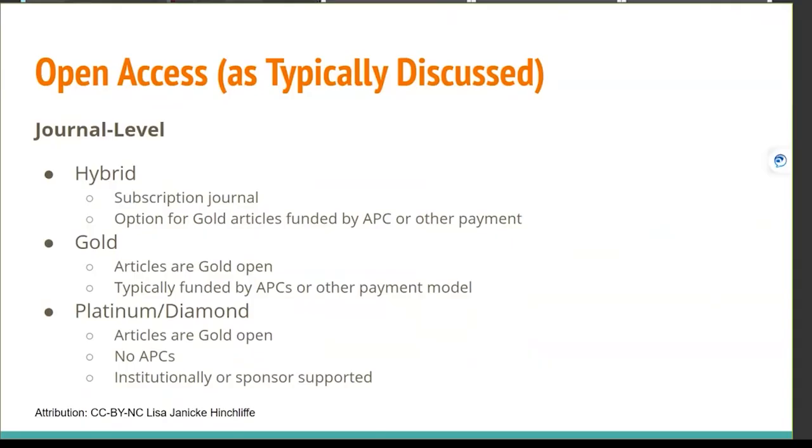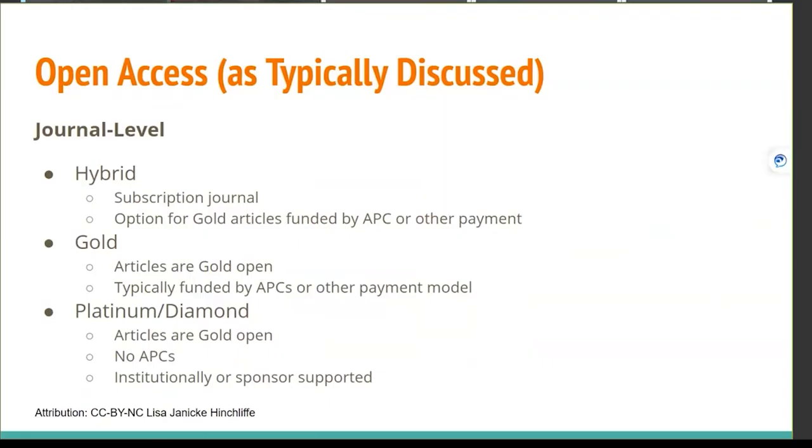Okay, so we discussed on the previous slide the article level of open access, and that means individual articles within a journal. There's also a journal level of open access, and there are several different versions or models for open access there. Hybrid is a traditionally subscription-based journal that has the option for gold articles funded by that article processing charge or another form of payment. So if we go back to the article level, that gold level is when you are paying into a hybrid journal.